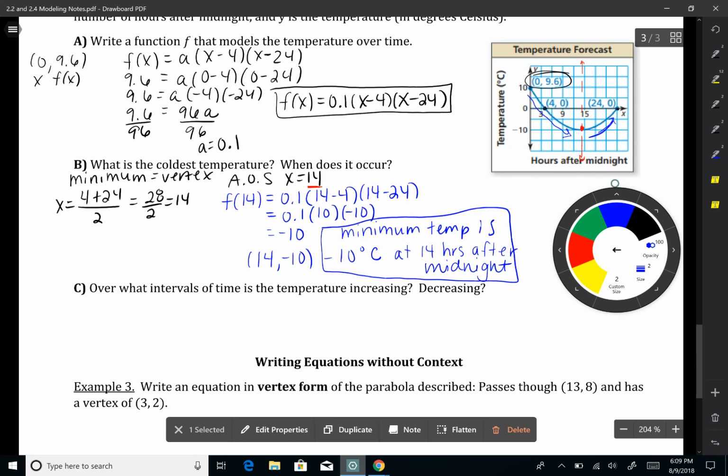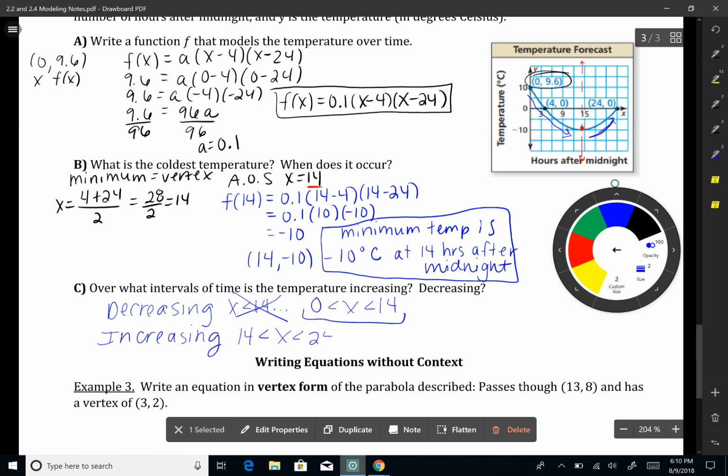So we say it's decreasing. The temperature is decreasing for x values less than 14, or we could be more specific. We could make a little sandwich inequality because we're starting at the x value of 0. So we could say x values between 0 and 14. Let's do it like that. And then it is increasing between the x value of 14 and 24 because our graph ends at 24.